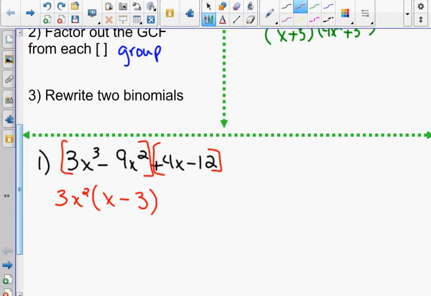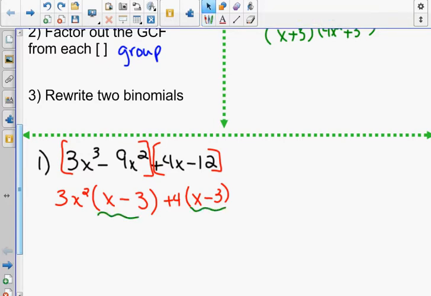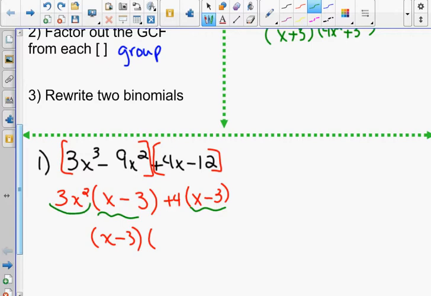Now the GCF of the second two terms is going to be a positive 4. And what we have left over here is going to be, again, an x minus 3. So now this repeated binomial, I usually like to write that binomial first. And then I'm going to use the term in front to create my next binomial.